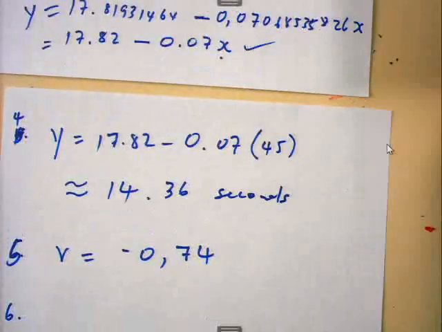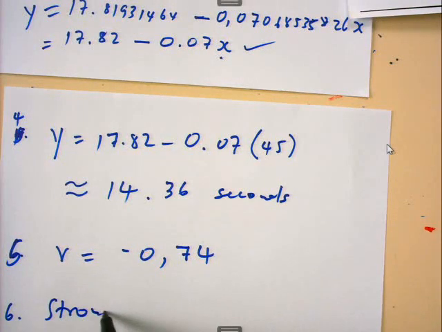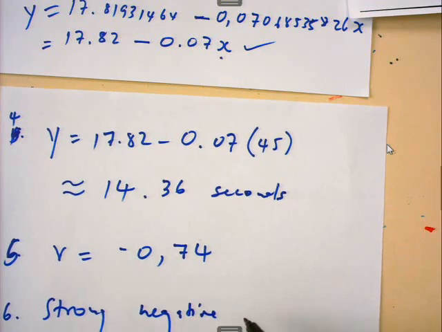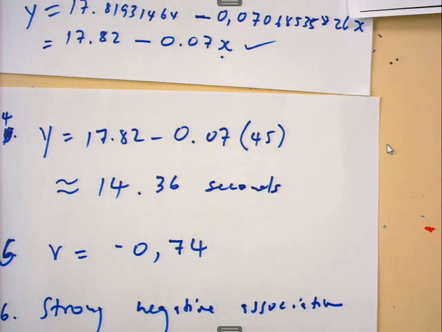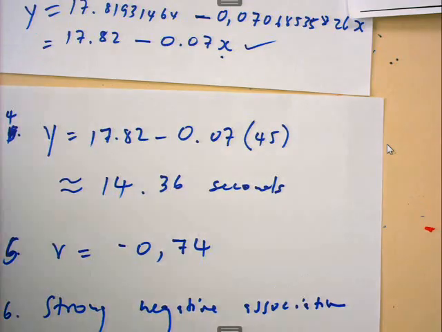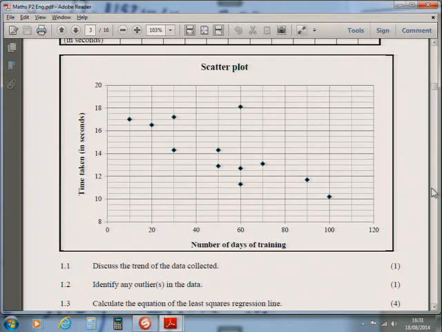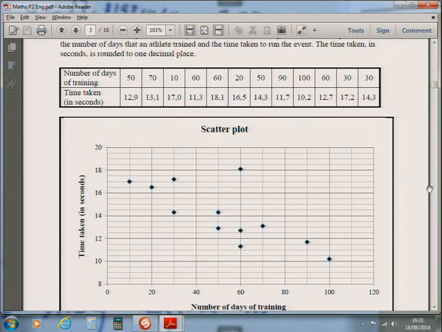Are you happy with that? Then we can write there: strong negative association between the number of days of training and time taken to run the race, to complete the sprint or the race.